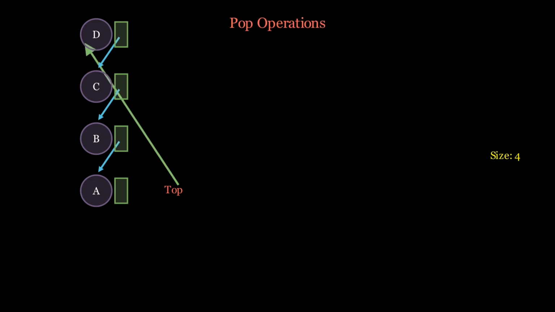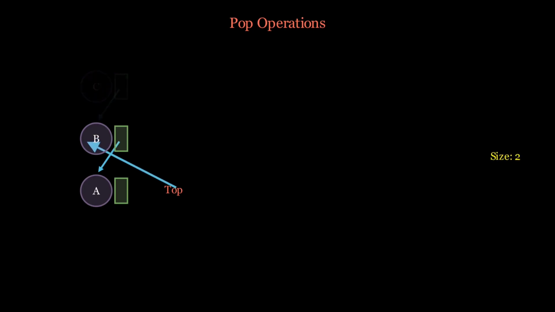When we pop from the stack, we need to remove the top element and update our top pointer to the next node in the line. When we pop D from the stack, we simply move the top pointer to the node that D was pointing to. In this case, it's C, and the D node fades away and our size decreases by 1. Similarly, we pop C. This mechanism ensures the LIFO order.